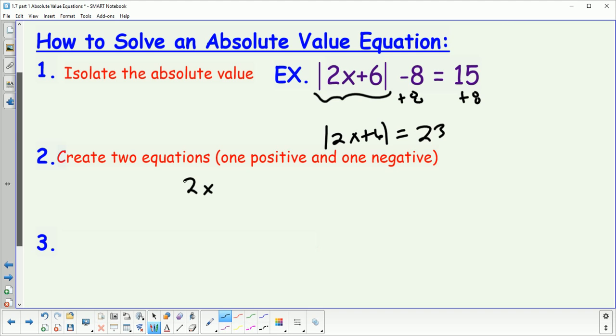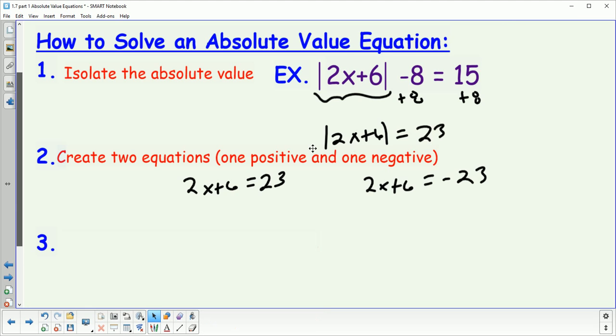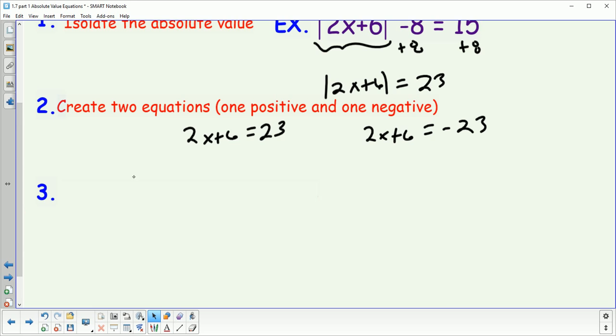So for our positive, I'm going to write 2x plus 6 equals 23. There's our positive version. And then the other one, 2x plus 6 equals, we want to change this value to -23. Now before we do step 2, if this value right here is negative after we've isolated, so in between step 1 and step 2, then we'd actually be done. There is no solution. But since that's not the case, we're going to finish solving here.